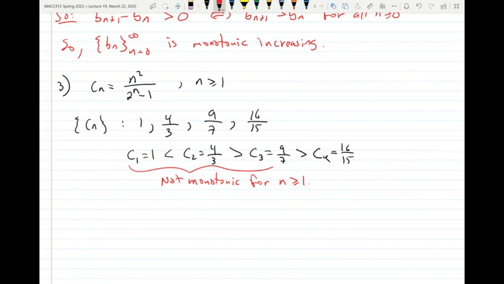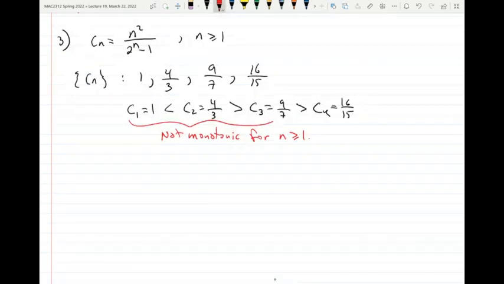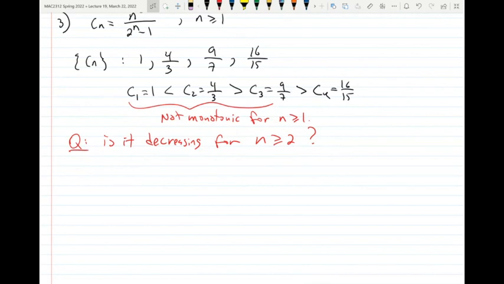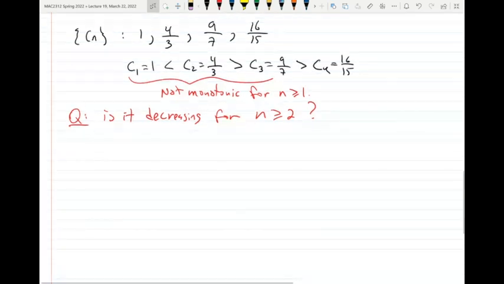But now the question is, at least we see now that starting at 3, actually, if you want, starting at 2, it seems that the terms are going down. Does this keep happening? Let's try to investigate this. So, question: is it decreasing for n greater than or equal to 2? In other words, if we know the first term, can we then say that it's decreasing? It certainly seems that it is starting to behave that way, but let's try to see.